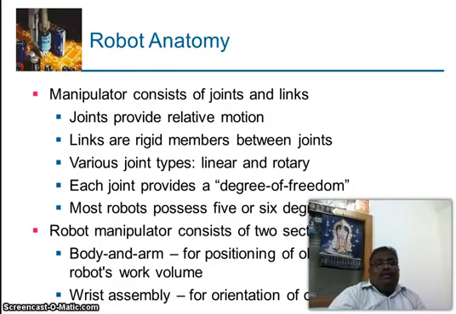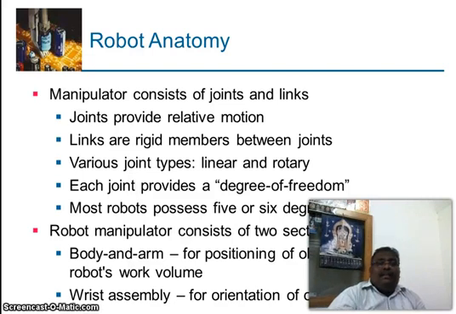In a robot, the main component is the manipulator. Simply said, it is an important part of the anatomy of a robot. The manipulator consists of joints and links. A joint provides a relative motion between two links. Links are rigid members between joints. Various joint types, simply said, are linear and rotary joints. The picture will be available in the next slide, and I'll explain it in a neat manner after completing this.